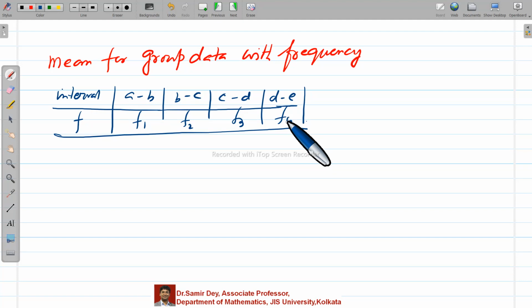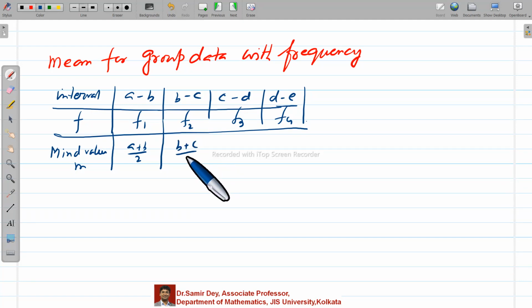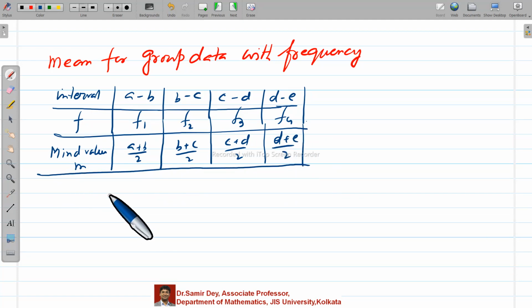First you need to identify the mid value, that is your m. How to calculate the mid value? a plus b by 2, b plus c by 2, c plus d by 2, d plus e by 2. Clear? That is the mid value.